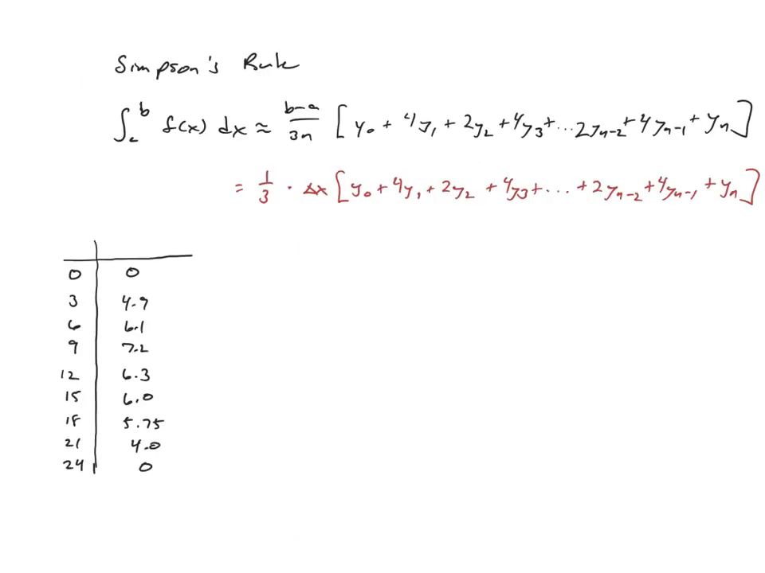So the formal way of looking at Simpson's rule is that the integral from a to b of f of x dx is going to be approximately equal to b minus a over 3n times y0 plus 4y1 plus 2y2 plus 4y3 plus 2y sub n minus 2 plus 4y sub n minus 1 plus y sub n. Or in this way, 1/3 times delta x times that. And the same thing that we were working on before with the trapezoid rule, I'm also going to use with Simpson's rule.